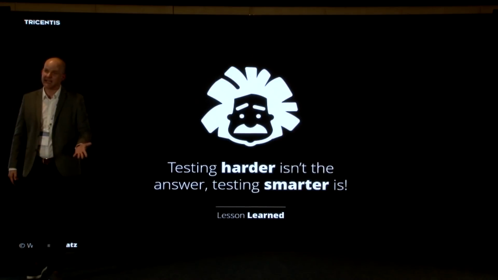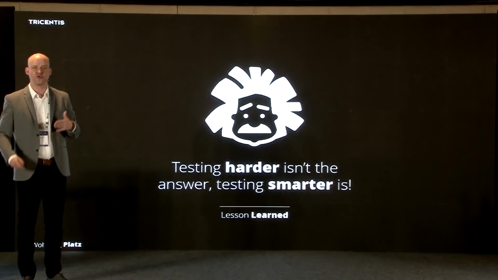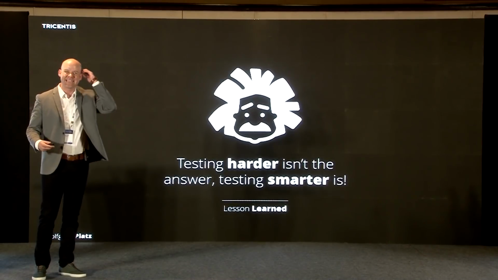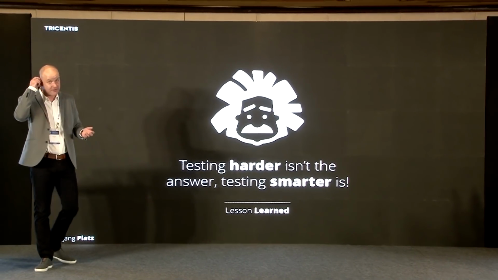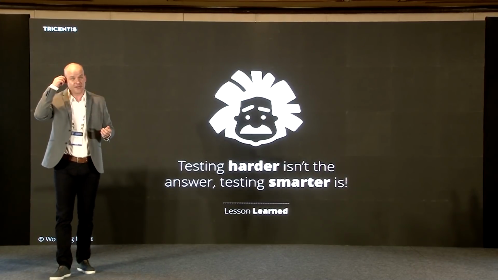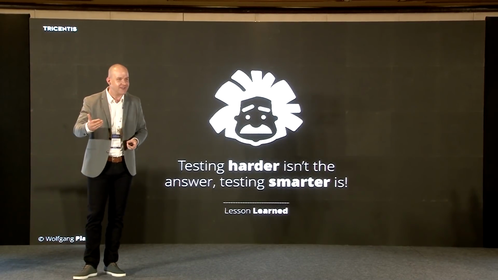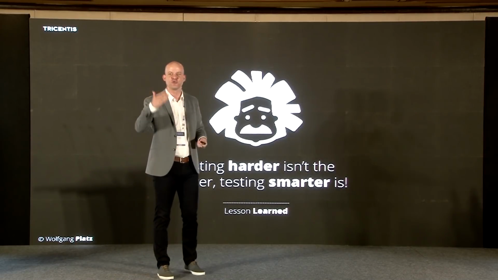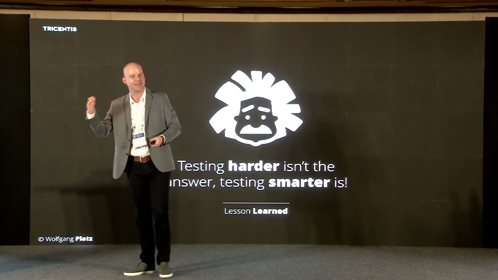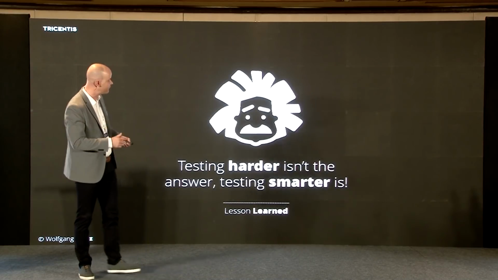So the bottom line here is that testing harder in terms of more and more automation can't be the answer. Testing smarter is, right? So today I think we already heard that doing the things right in terms of doing them fast can't be the answer. It's about doing the right things right at the same time. Now here's the proof, guys.